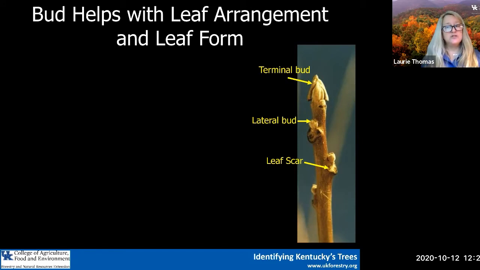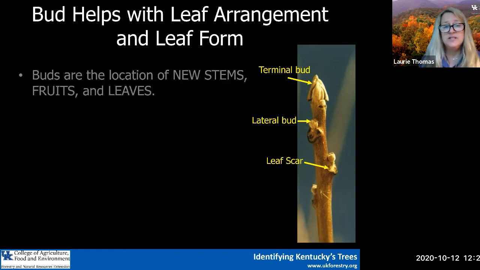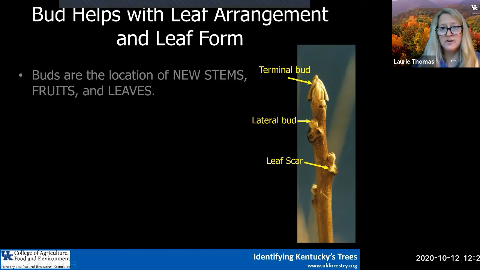But I wanted to also point out that we're lucky this time of year because the buds are also very helpful in identifying trees, even with the leaves on there. The buds are simply the location of the new stems, fruits, and leaves. And I like this photograph here. It's a good one. It's of a black walnut. We've got our terminal bud. That's the one at the end of the shoot. It's responsible for that elongation. It's going to have next year's growth, next year's leaves in it.